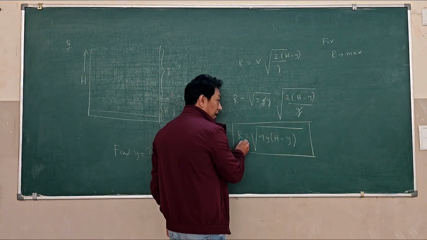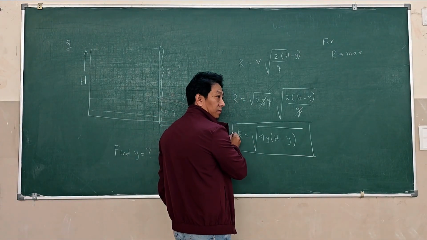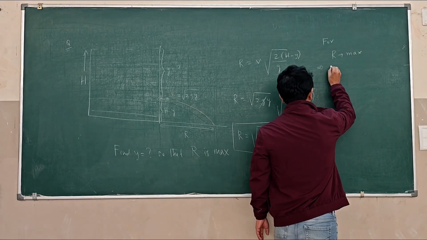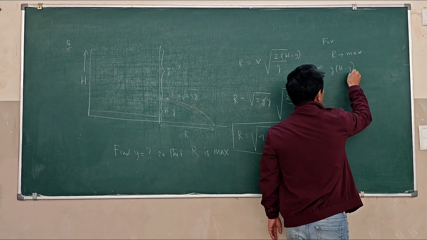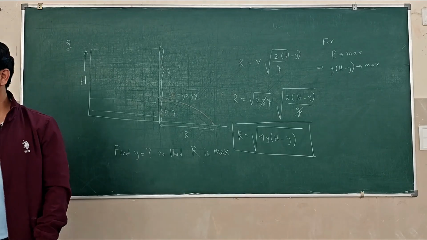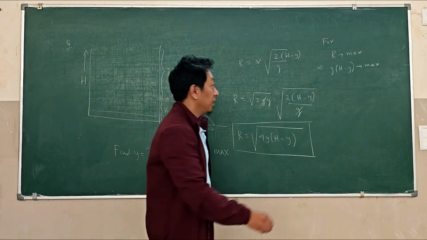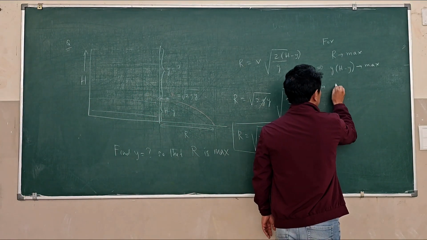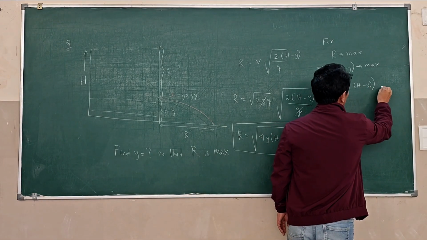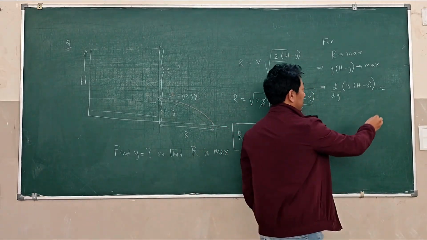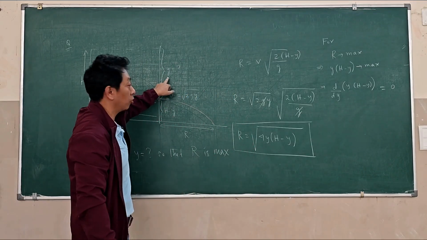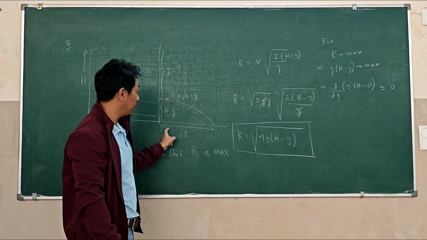So, for r to be maximum, this quantity here should be maximum. So, for r to be maximum, y into (h minus y) should be maximum, because 4 is constant. If this should be maximum, differentiation of that should be what? 0. So why with respect to y? Because y is the variable. No, our aim is to find this y only, where r will be maximum.